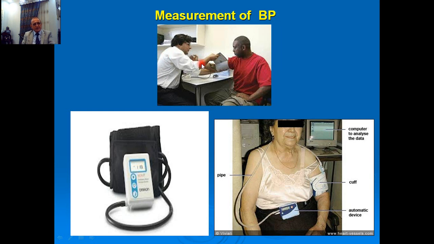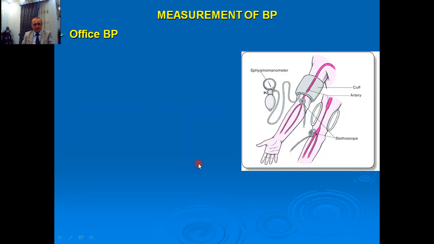It is measured by sphygmomanometer. This is called office blood pressure. And we have ambulatory blood pressure. The patient carries the machine with him for 24 to 48 hours. And sometimes there is home blood pressure monitoring. Anyway, the most important is the office blood pressure, sphygmomanometer, mercury sphygmomanometer.